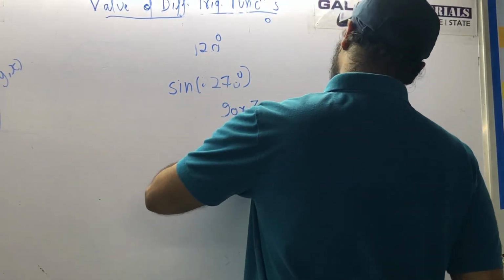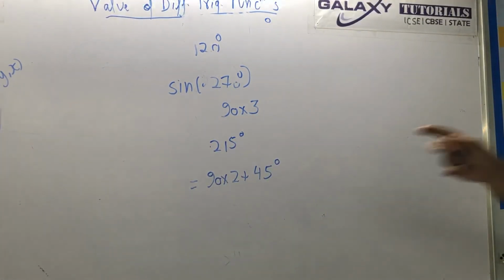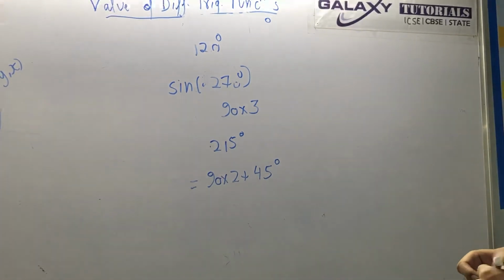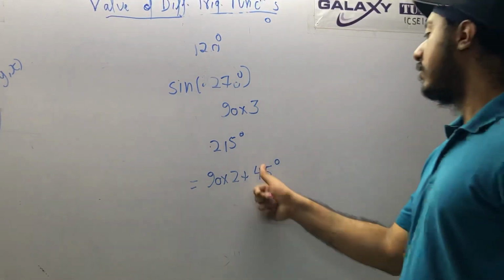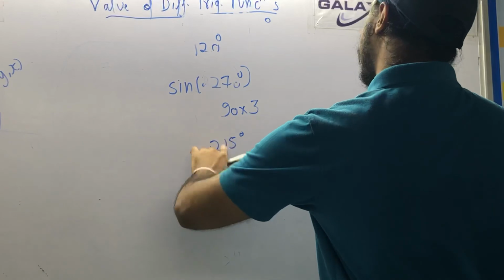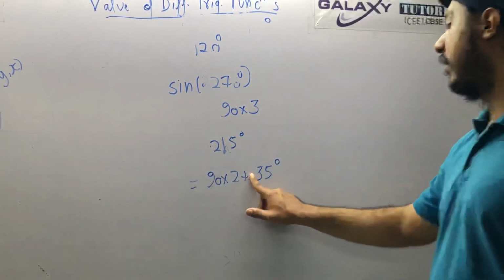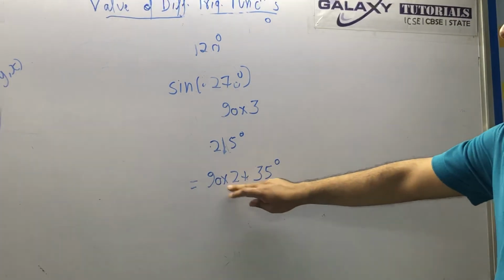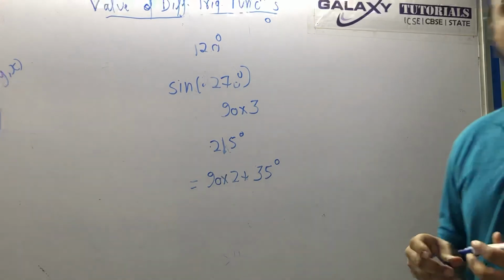45 degree. Okay, I hope this is clear to you all. Okay. हाँ जी. Sorry, yes sir. So this one was 225. Okay, so 215. So this will be 35 degree. Okay, this will be 35 degree. 90 into 2 plus 35 is 215 degree. So this is how you will write in multiple form.